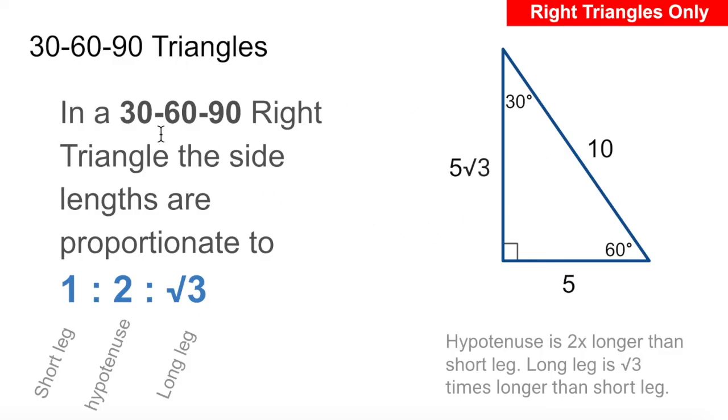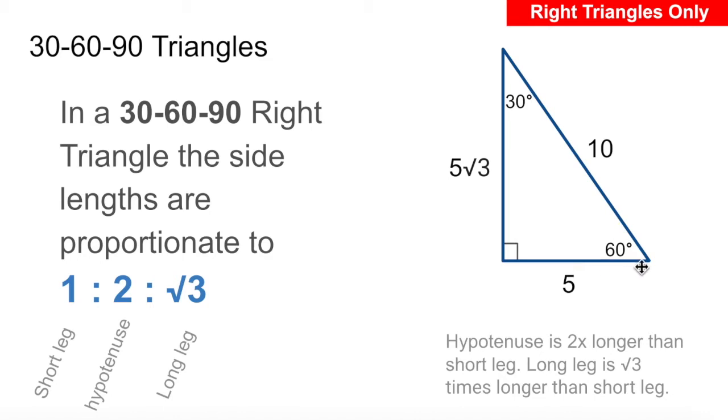In this video, we're going to learn how to solve 30, 60, 90 triangles, which are special right triangles that have a 30-degree angle, a 60-degree angle, and a 90-degree angle. In the case of a triangle that has a 30, 60, and a 90-degree angle, we know that the side lengths will always be proportionate to 1 to 2 to root 3. In other words, the hypotenuse is 2 times longer than the shortest leg of the triangle, and the long leg of the triangle is root 3 times longer than the shortest leg.